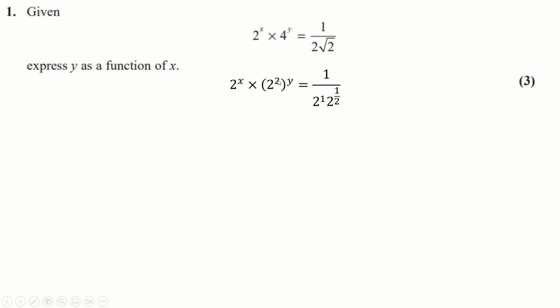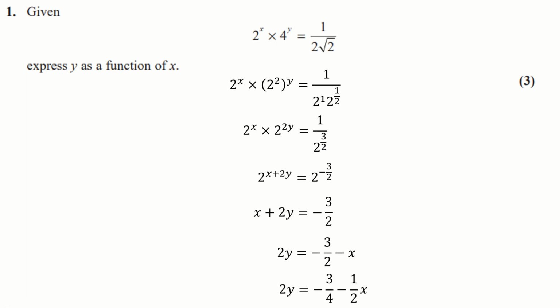Here, this multiplied makes 2 to the 2y. And now because these are multiplying with the same base, I can say this is 2 to the power x plus 2y. This is 1 over this, so I can just put a minus in here. And then we can just set that this is equal to this, and we'll have our answer fairly quickly when we just do some rearranging.